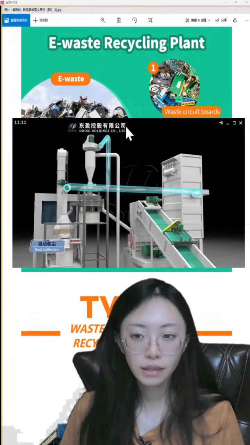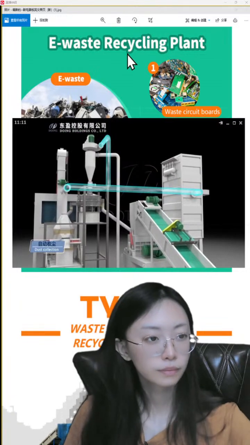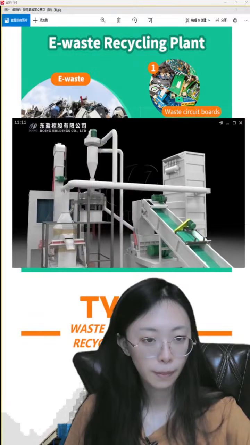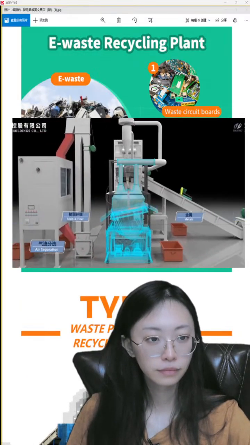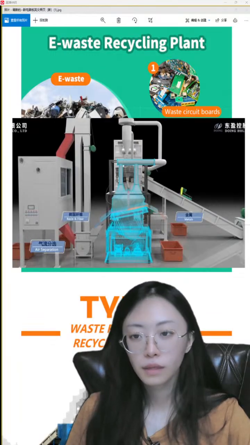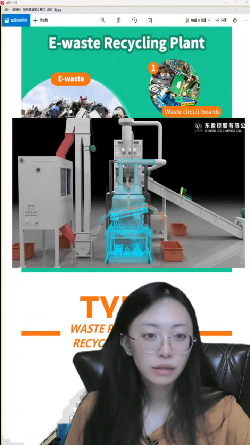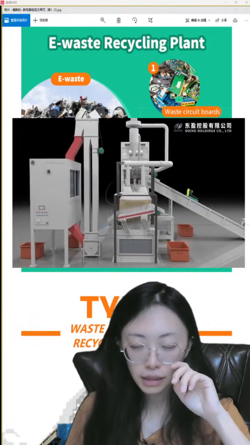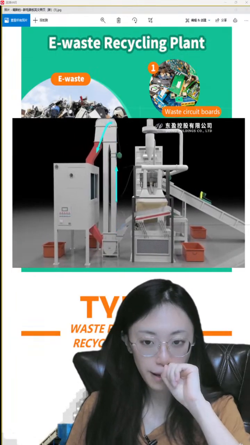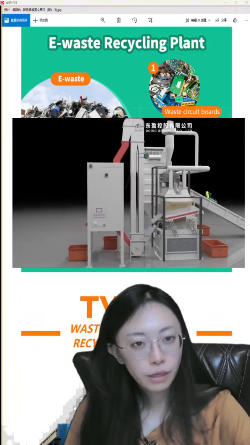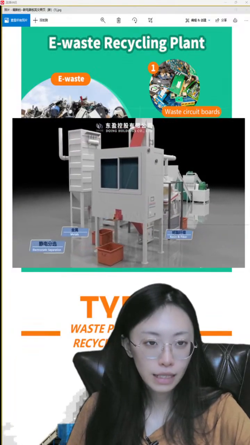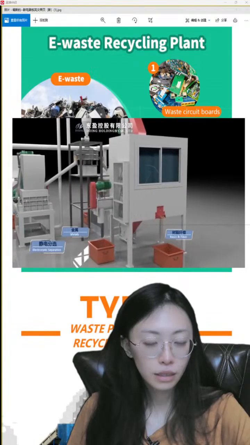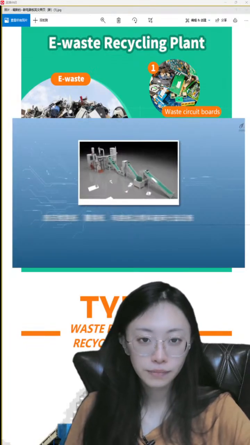And this is the pulse collector. The air separator to separate the metals and the resin fiber. And this is electrostatic separator. Can get more higher separation rate.